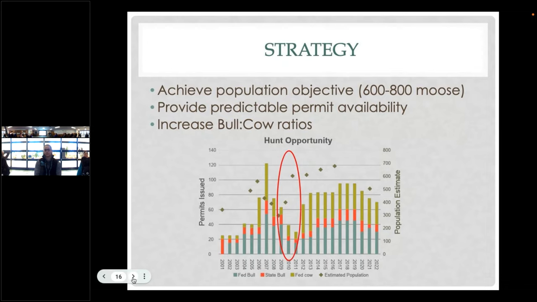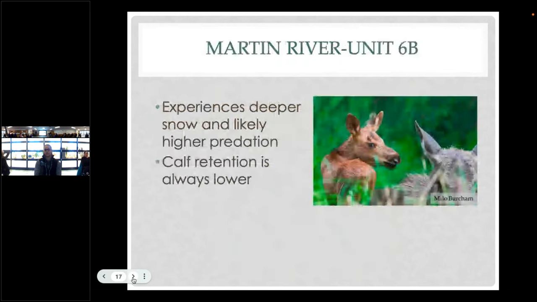And so that's what we're going to seek to do here. So now let's talk about the Martin River a little bit. Martin River experiences deeper snow and probably more predation from both bears and wolves, and calf retention is always lower. In the spring when we look there, our calf numbers are always lower than on the West Delta.